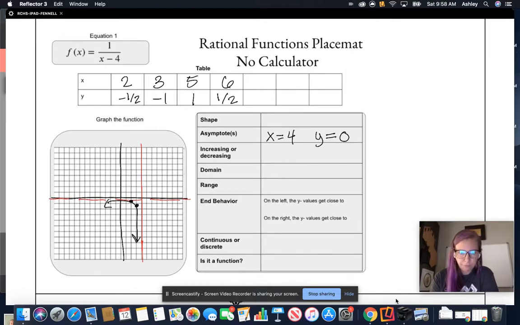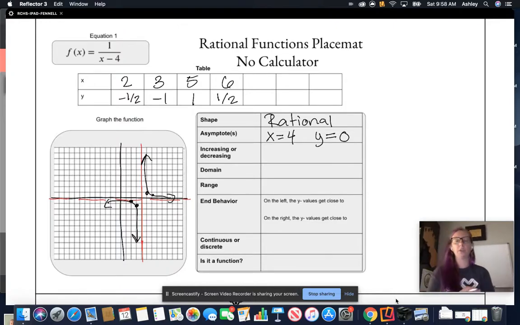Okay, then we go to 5 and we go up 1. We go 6, we're only at 1/2. So again, that curve is going to look like that. So now we've graphed it. Let's describe it. This is a rational function. So you name it by the shape, the shape is the name of the function, assuming you know the name of the function, which we do in this case.